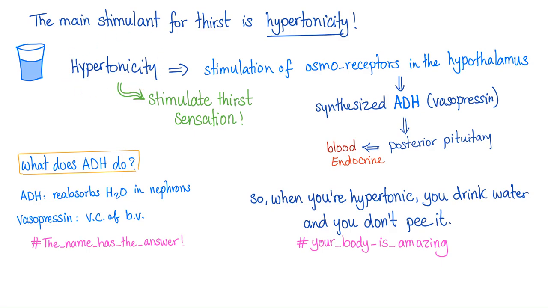Whenever you have hypertonicity, you will stimulate the osmoreceptors in the hypothalamus to synthesize ADH or vasopressin, goes to the pituitary, gets released from the pituitary into the blood, and hypertonicity will also make you thirsty, and the ADH will do what? Reabsorb water in the nephron and constrict your blood vessels. Why does it vasoconstrict blood vessels? Oh, in order not to lose water in the urine, and also to try to increase your blood pressure.